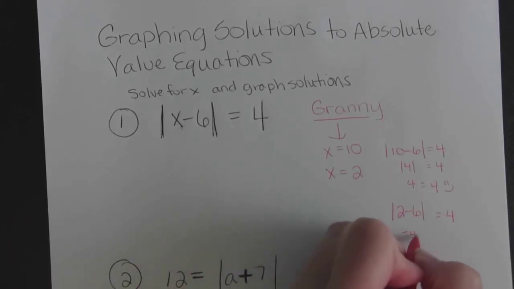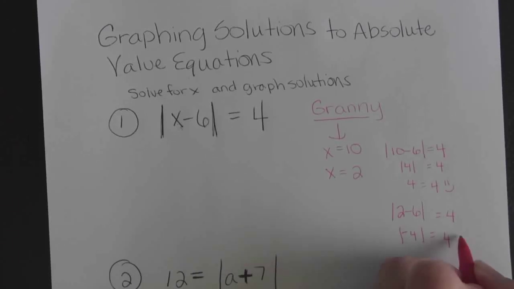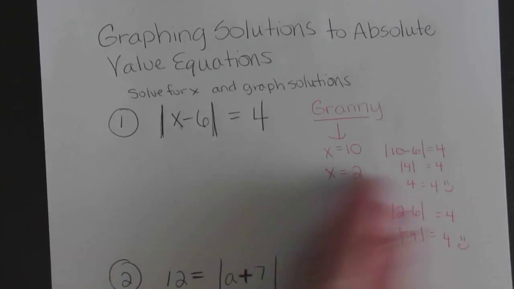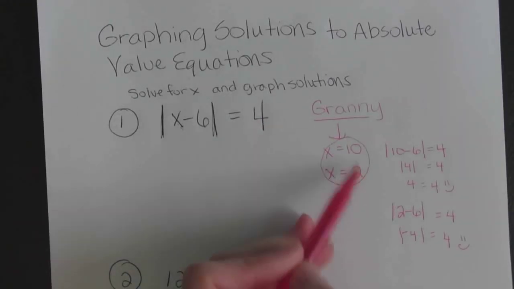And then 2 minus 6, of course, is negative 4. And negative 4 is also 4 away from 0. It's in the opposite direction, but it's still 4 away. So that's another good answer. So my 2 answers to this problem are right here.